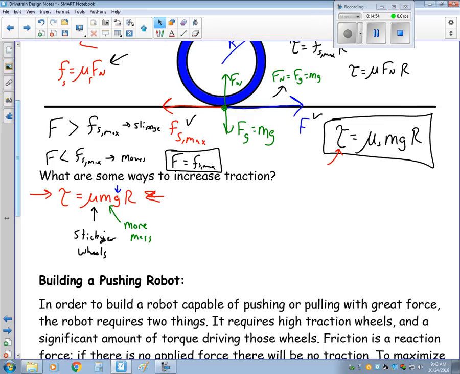And then finally, we can move to bigger wheels. So those are some ways that we can increase the traction of our robot. That will conclude video 1.